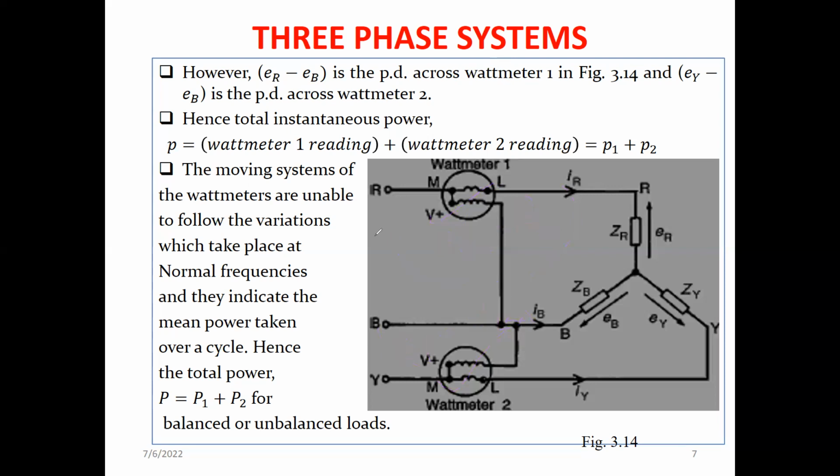So the total instantaneous power is the power in wattmeter 1 plus the power in wattmeter 2. That is how we find the total power in the two-wattmeter method. The moving systems of the wattmeters are able to follow the variations which take place at normal frequencies, and they indicate the mean power taken over a cycle. Hence the total power is P1 plus P2 for either balanced or unbalanced loads.